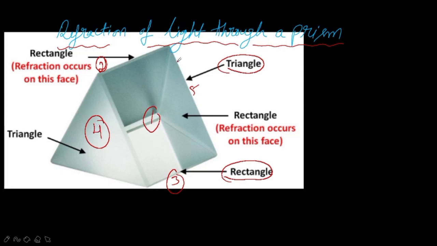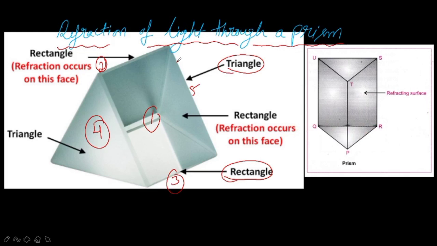Along with this, in this picture also you can find the triangle faces, that is U, T and S. I think you can see this. So this is the triangle face, whereas this one, P, T, S and R, is a rectangle face. So how many rectangle faces does a prism have? 3 rectangle faces and 2 triangle faces. So this is the structure of a prism.